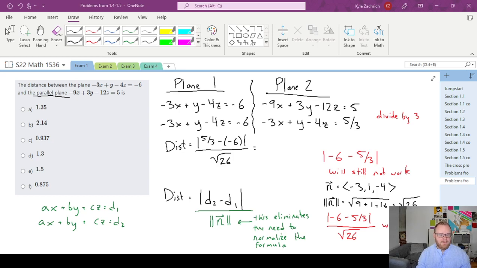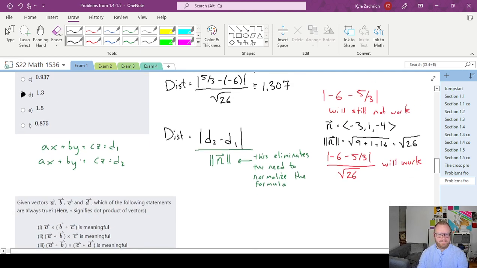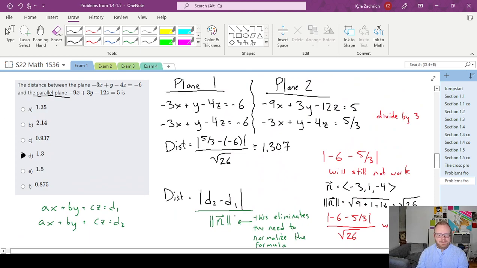Okay, so we get 1.307. So there's our answer there. I would modify your notes to include this. I think this is just the easier way to think about it, but also an important step. Make sure that your A, B, and C values match up for the plane.